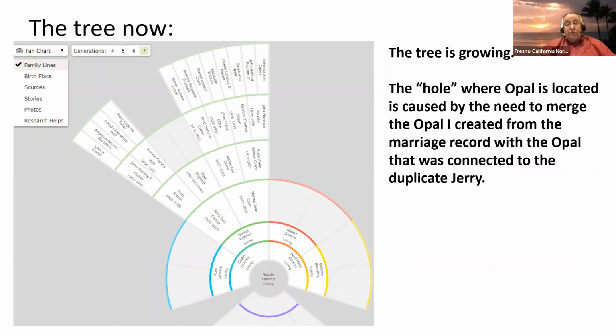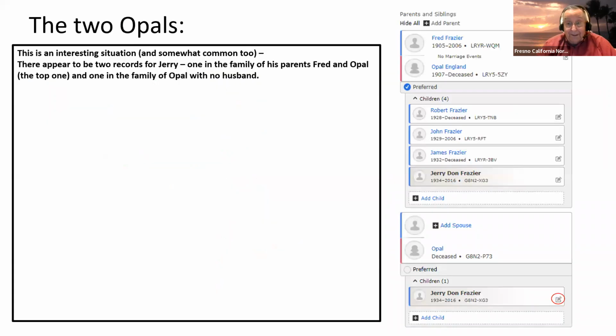And so we're starting to fill in this pedigree. There's a hole where Opal is because I created it as just plain Opal. And that record had her name, but didn't know anything else about her at this point. But I know that there's really two Opals. And so we're going to have to do something. If you look here, you can see Fred Frazier married Opal England. That's what that other record gave us for information. All I had was the name Opal. So I know there's two of them. And it looks like there's two Jerry Dawn Fraziers.